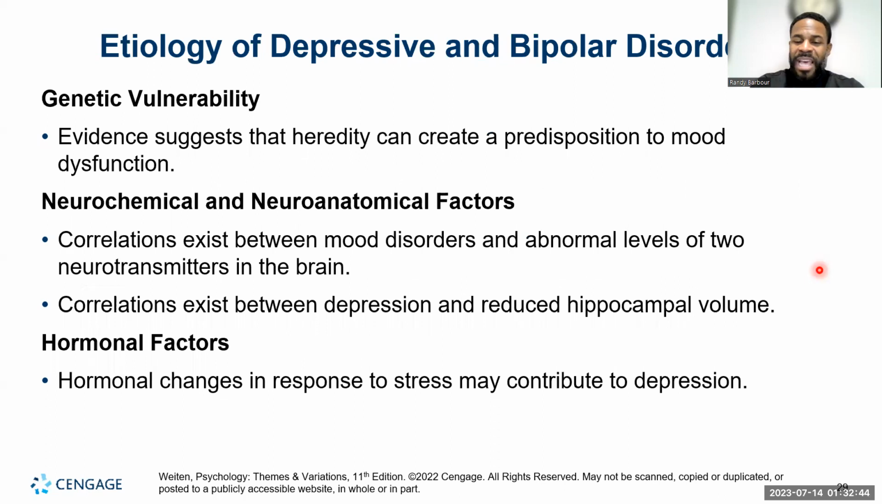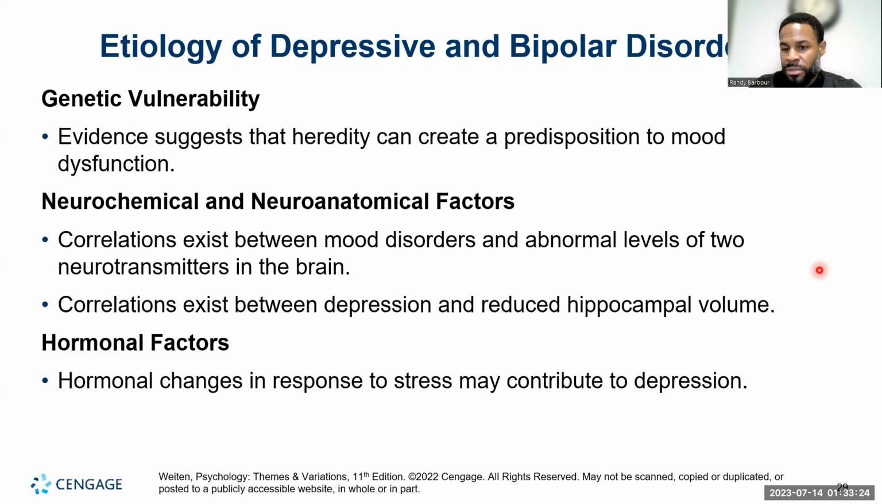Okay, so what is the etiology? What is the cause behind depressive and bipolar disorders? There is some genetic vulnerability, so we can be predisposed to mood dysfunction, either a depressive disorder or bipolar disorder. If a family member or relative has or has had it, we are more likely to have it. It doesn't necessarily mean that we will get it, but there are environmental and individual factors that might contribute to triggering the psychological disorder.